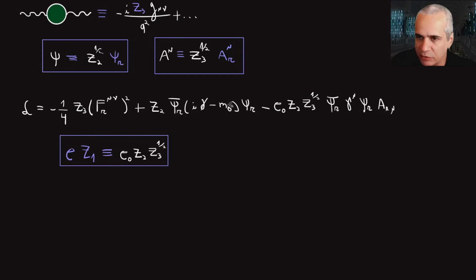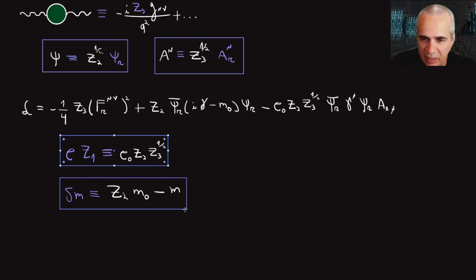And also the mass. I want to redefine the physical mass. Notice there's a Z2 multiplying the mass here, so I'll define my delta M, which is the counter term for the mass, as Z2 m0 minus the physical mass. And here I define delta M actually, because the physical mass is already defined by the propagator up there. So with that in mind, I can go back to these Lagrangians and make all the substitutions.